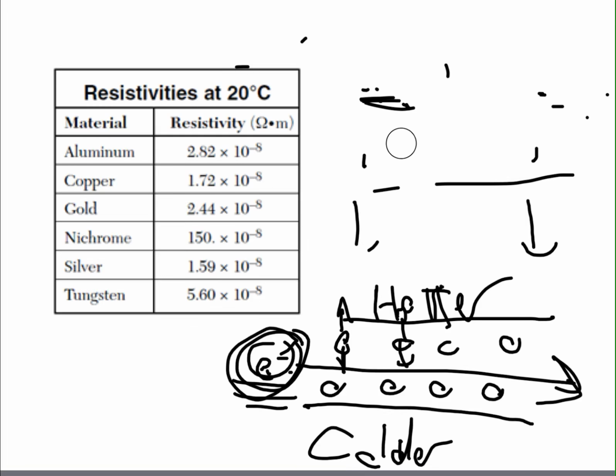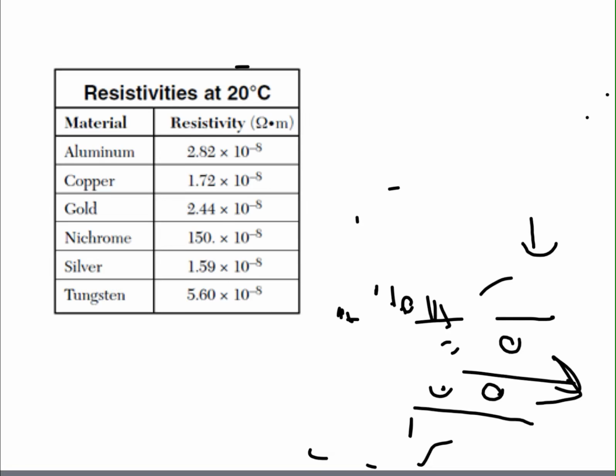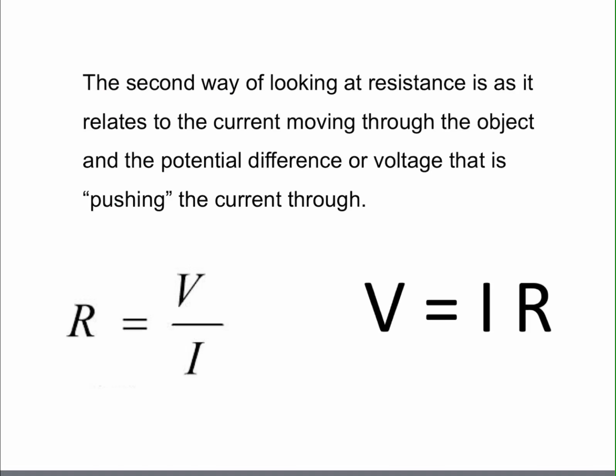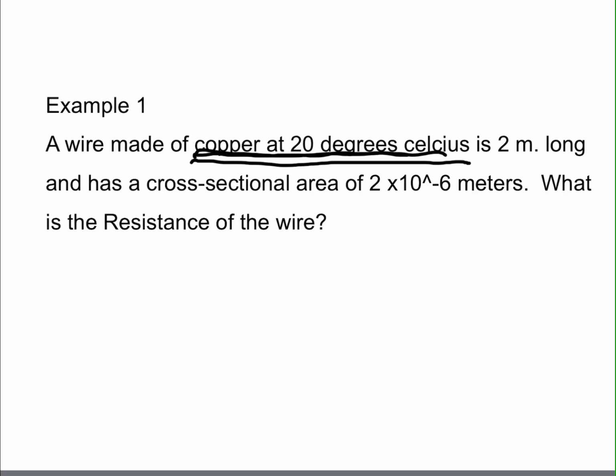So if we look, we have copper at 20 degrees Celsius. So we have a resistivity of 1.72 times 10 to the negative 8, again, ohm meters. So we'll go back. Nope, not too far. So we're looking for R. We know the resistivity, we just found it. We have the length, which is 2 meters, check.